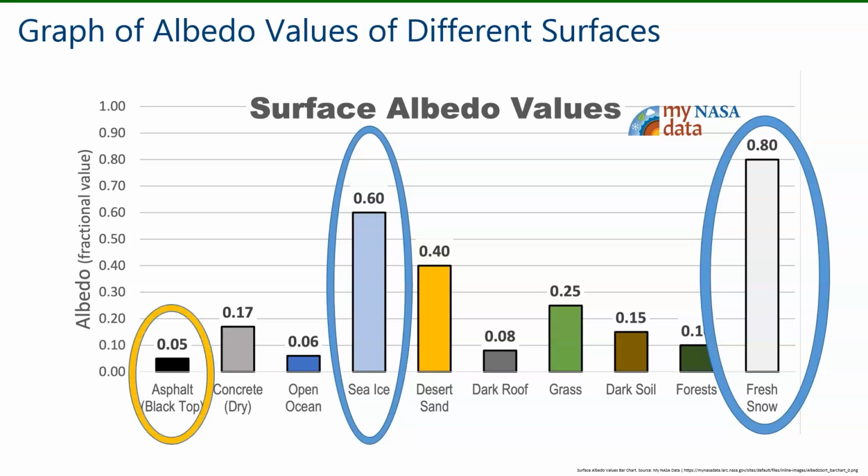Next, let's look at asphalt, what the pavement on the roads is made up of. That has a very low albedo. The value here is 0.05, and we notice on the graph it's the smallest bar. Dark colored surfaces have a low albedo and they absorb a lot of energy. Let's also take a look at dark soil. We notice the value is 0.15. Dark soil also has a low albedo. That means it absorbs a lot of energy.